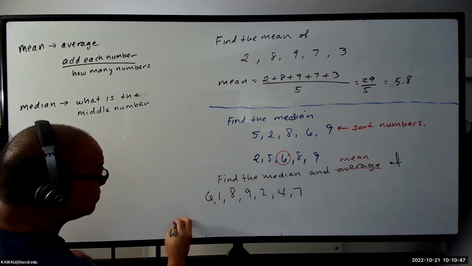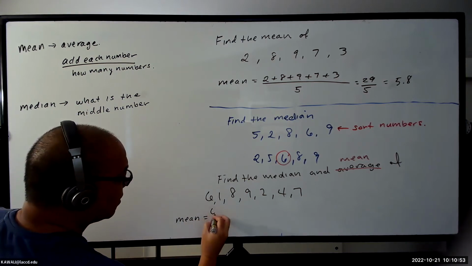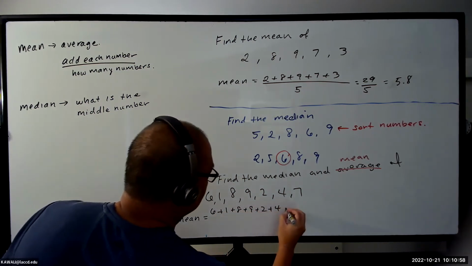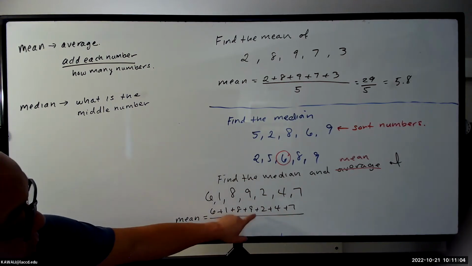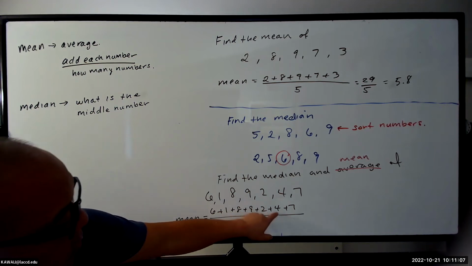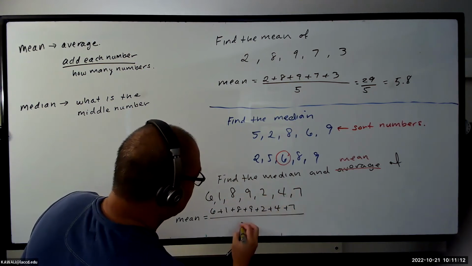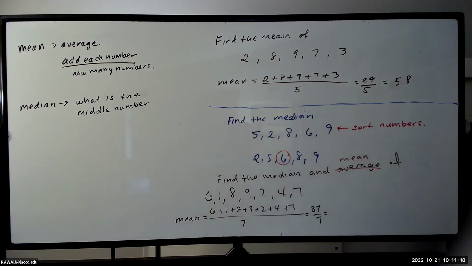So the mean would be equal to 6 plus 1 plus 8 plus 9 plus 2 plus 4 plus 7. So that's what? 7, 15, 24, 26, 37. Did everyone get 37? Yes. All right. So let's see what that is. 37 divided by 7 is equal to, we'll just round it, 5.3.